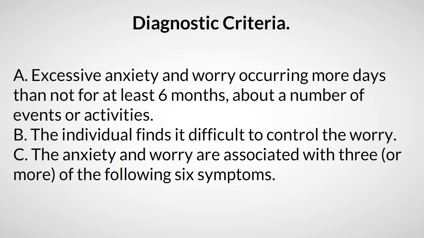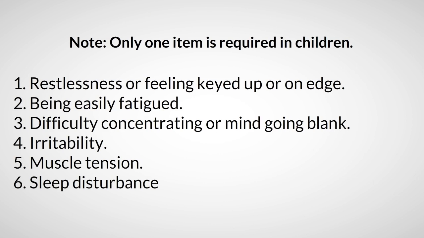Criteria A. Excessive anxiety and worry occurring more days than not for at least 6 months, about a number of events or activities. Criteria B. The individual finds it difficult to control the worry. Criteria C. The anxiety and worry are associated with 3 or more of the following 6 symptoms, with at least some symptoms having been present for more days than not for the past 6 months. Only one item is required in children.